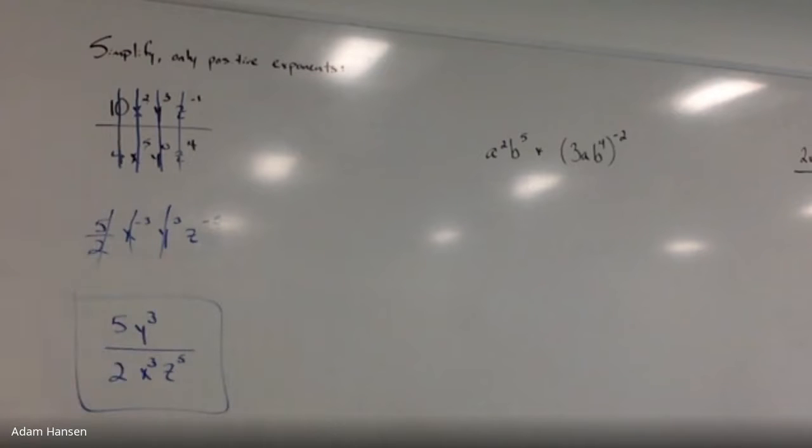Random question. How come the 3's don't cancel? The 3's, because I have a y and an x, are different terms, different types of bases. I can only cancel and combine like with like. Okay.